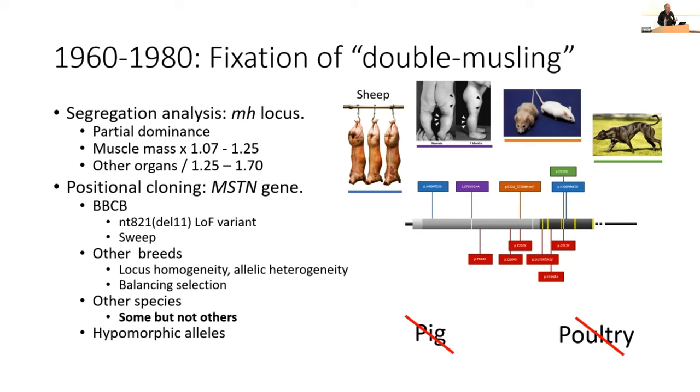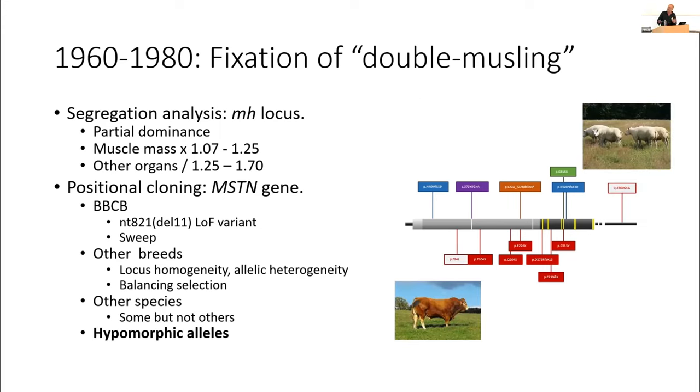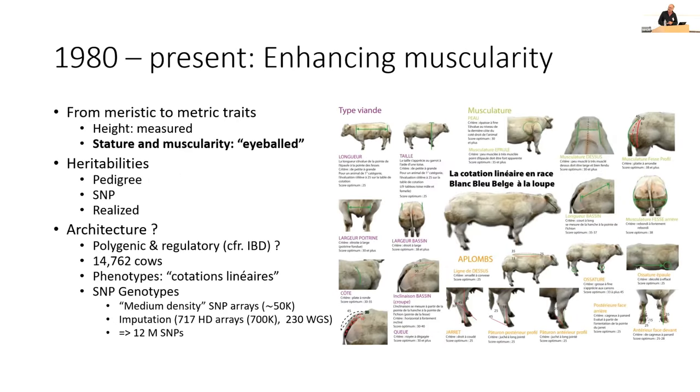So after that, the mutation or mutations in the same gene were observed in a series of other species. But the interesting thing is that it's species specific. So it seems to be a similar situation in some breeds or some species, but not in other ones. For instance, if you knock out this gene in the pig, it is sick. I'll also briefly mention that there are hypomorphic alleles that were detected, and there's a nice one in the sheep because the mutation creates an illegitimate target site for microRNAs, which is sort of a fun story.